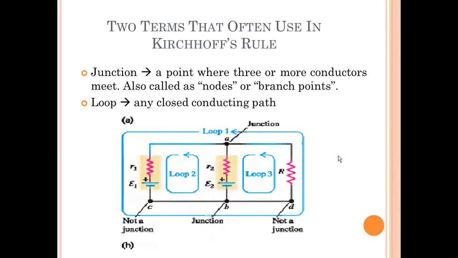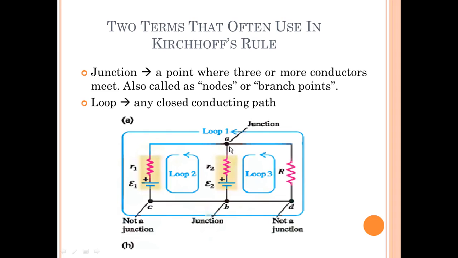Okay, so let's have the first term, the junction. What is a junction? A junction is a point where three or more conductors meet. Sometimes a junction is also called, in some books, a node or branch point. As illustrated here in the diagram, point A is considered a junction, since it follows the definition that there are three or more conductors that meet at that point.